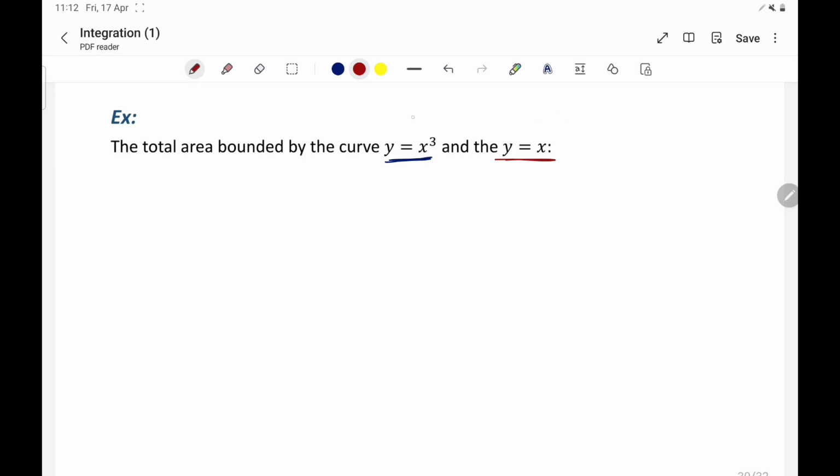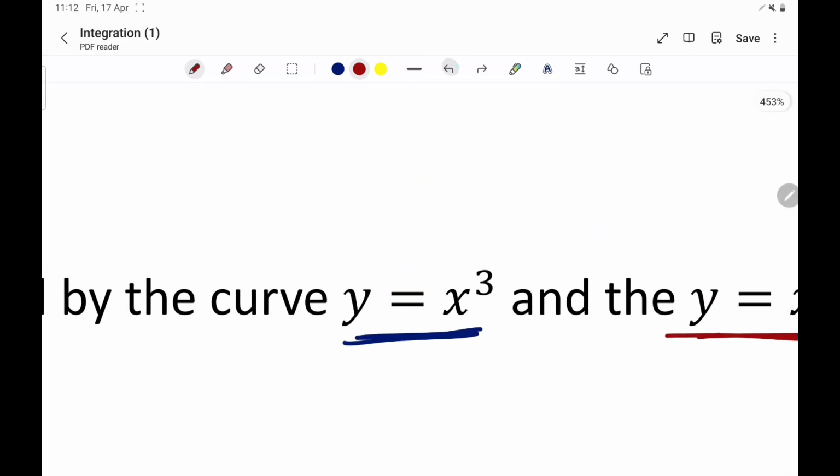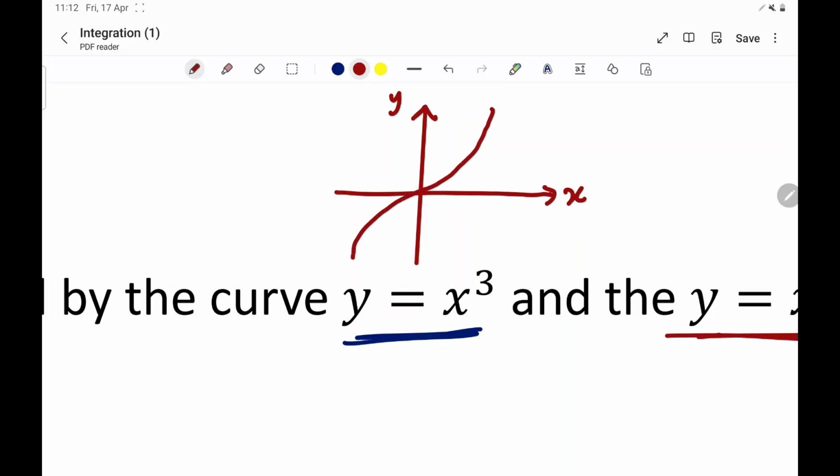For y equal to x to the power of 3, the graph will be like this, because this is the basic graph for x to the power of 3. How do you know? You should know this because you learned it in high school, or you can search first for the basic shape of the x to the power of 3 graph, like that.